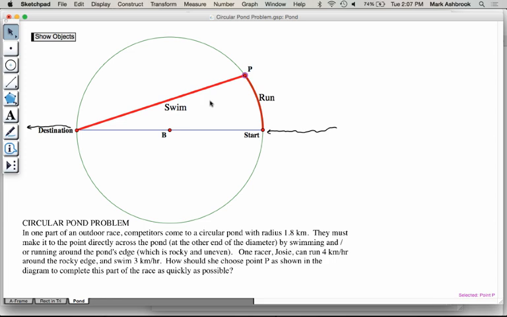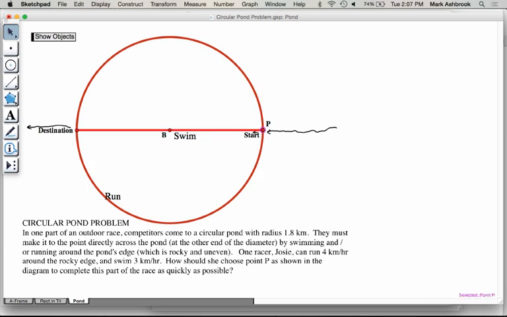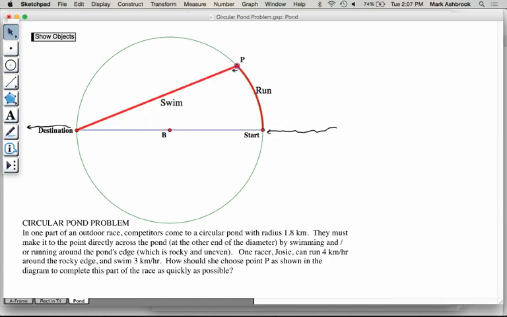Okay? It says they must make it by swimming and or running. So does that mean that Josie could simply run the whole way? Yes, exactly. I just didn't show that particular situation. If she wants to run all the way around, she can, or if she wants to swim straight across, she can. Those are both valid.